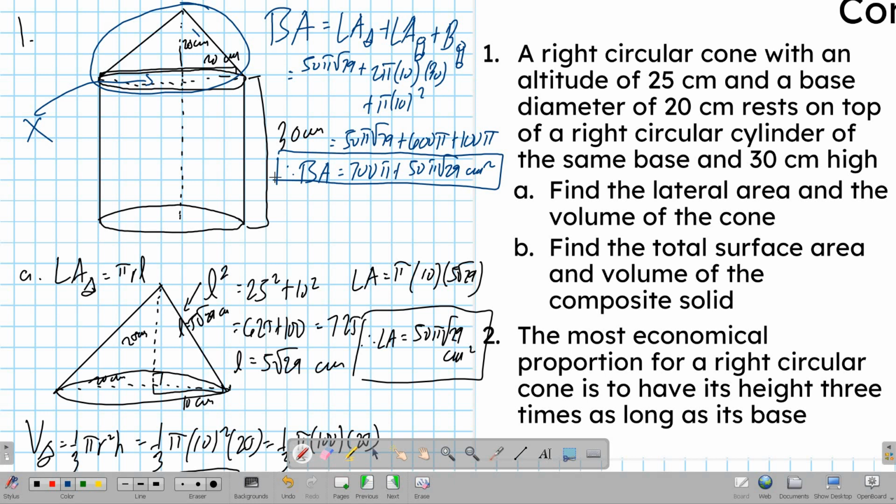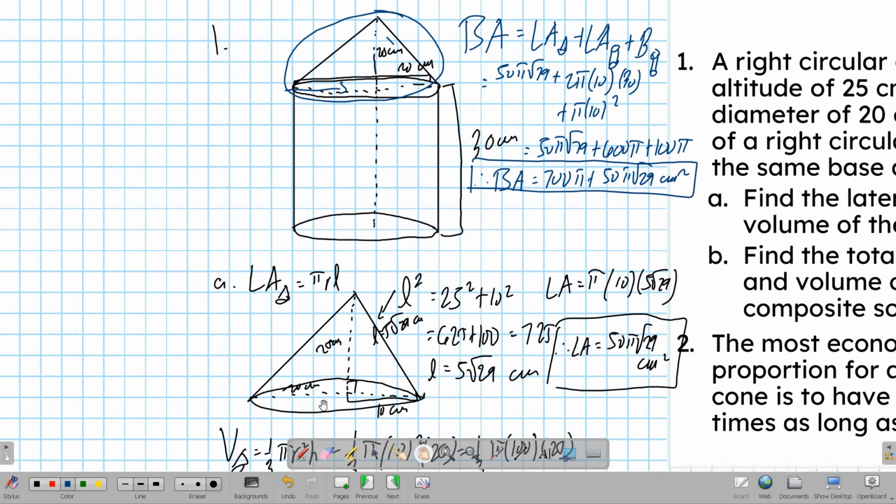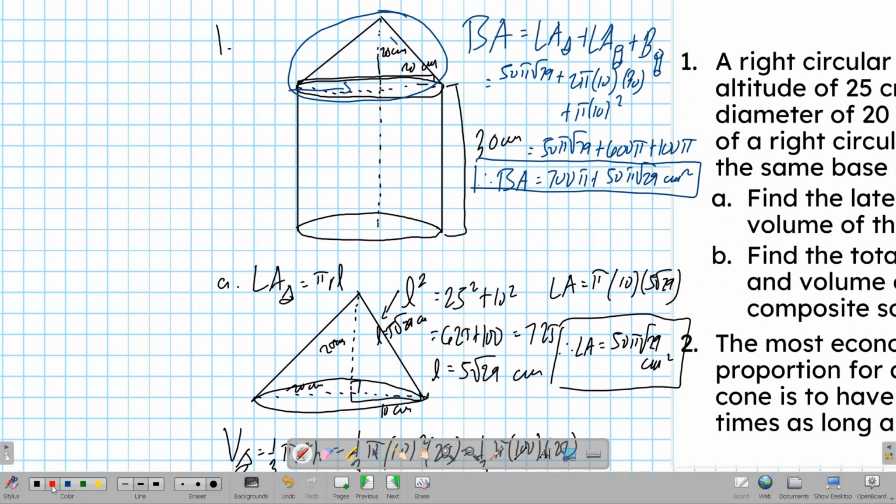So in the surface area, we have to be careful. But in terms of the volume, let me remove this X mark here. In terms of the volume, we don't have to be that careful, because volume is volume. This space here and this volume here. So the volume of the entire solid is the volume of the cone plus the volume of the cylinder.